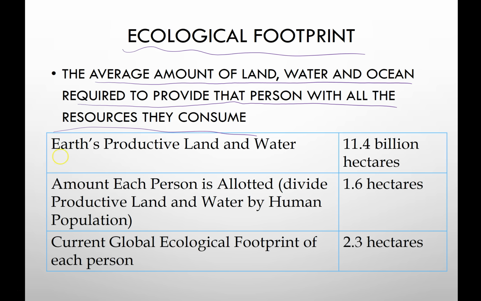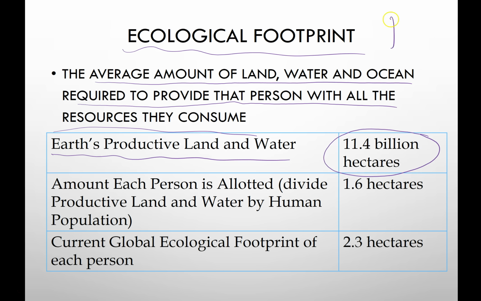So if we looked at Earth's productive land and water, what we're doing is we're taking out the open ocean, okay, where we don't get much from. We're taking out extreme deserts and places like Antarctica and Greenland that are covered with ice and are tundra, right? Places that really aren't going to support more than just a few individuals at a time, all right? Places we can't really grow crops, for example, right? We take that entire area where we can grow crops, where we get a plentiful water supply. We have 11.4 billion hectares available to us, right?